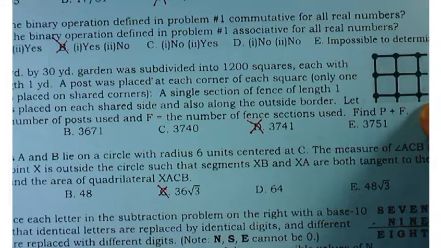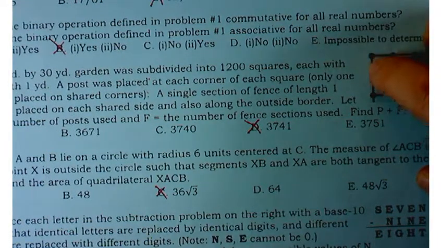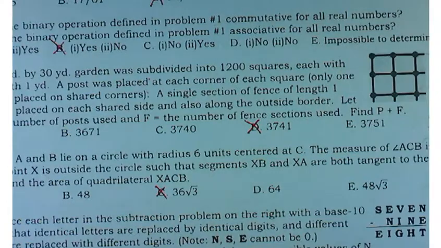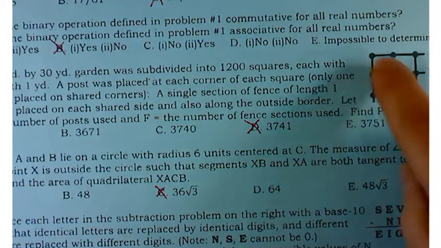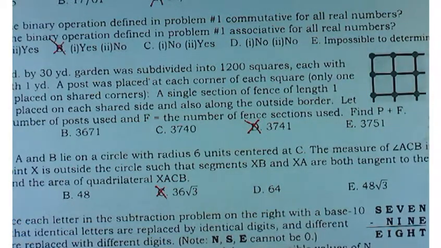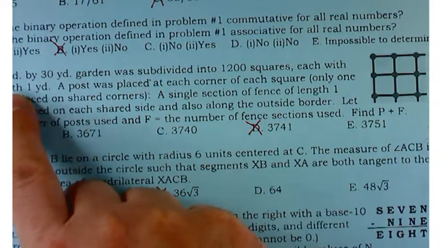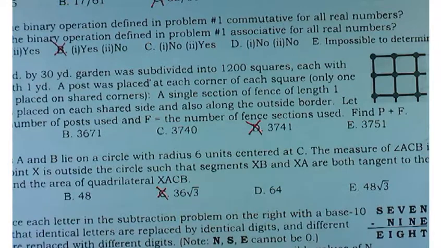And every little side is of length 1. That's what they tell you. And then they say, let P be the number of posts used, so how many big dots you have. And let F be the number of fence sections used, so the number of sides that you have. And this looks like a fairly complicated problem, especially when you realize that this is a 40 by 30 yard. So you would have to make this grid 40 by 30 and then start counting.